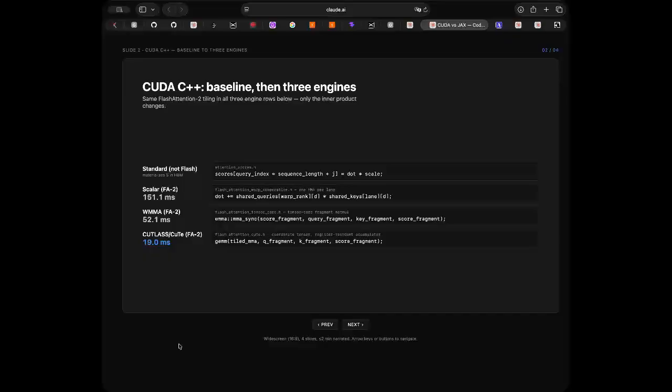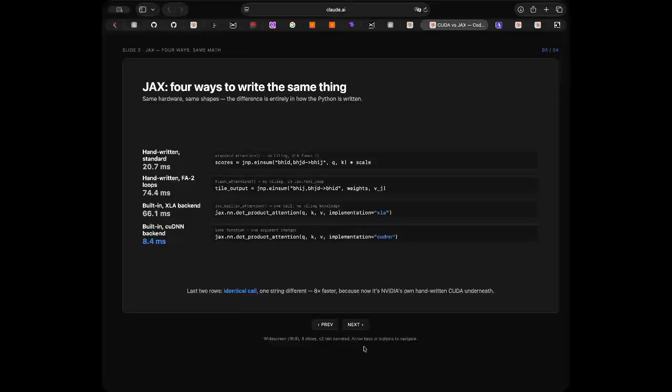And then we do the best with using NVIDIA's CUTLASS linear algebra library. For Python JAX, let's start with the handwritten version of FlashAttention 2 that gets 74.4 milliseconds. And then we do better with using the built-in version of the entire attention mechanism in JAX and changing the underlying engine that it runs with, whether it's XLA or cuDNN.